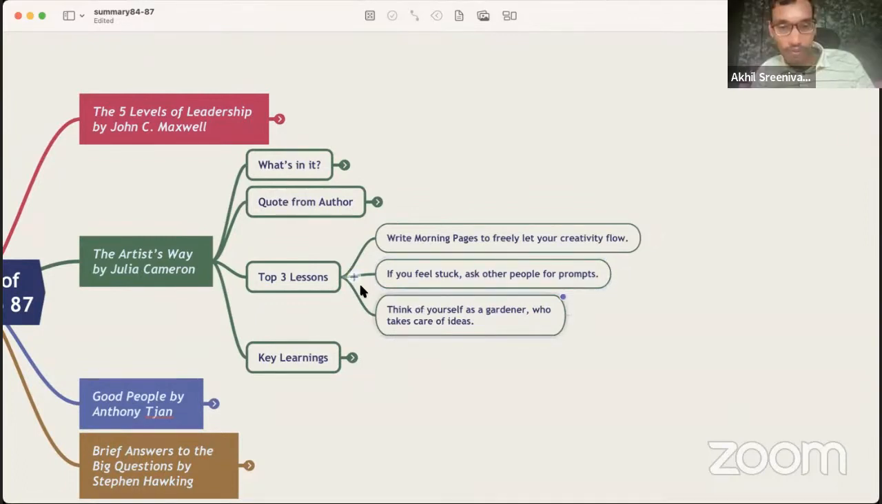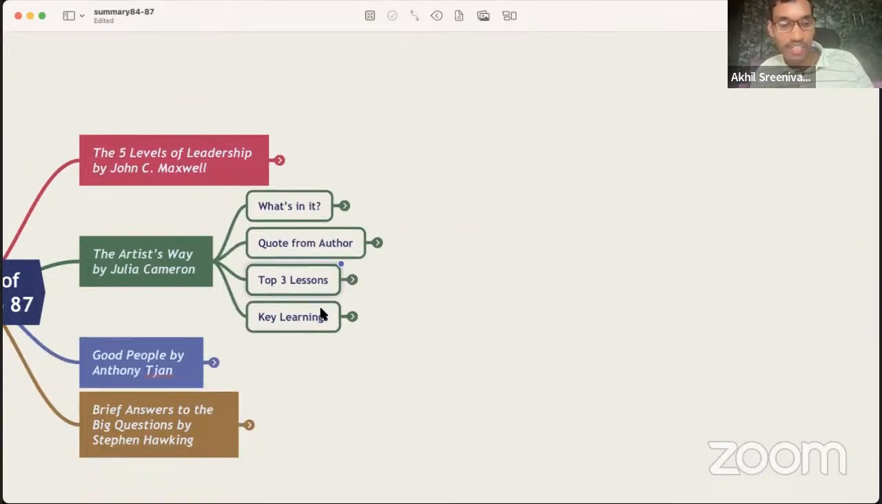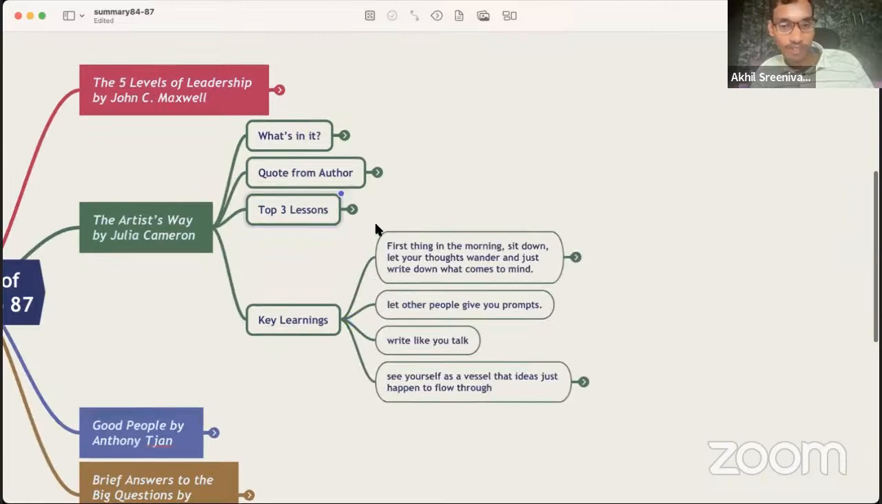And the third powerful lesson that we need to grab from this book into daily life is: think of yourself as a gardener who takes care of your ideas. Let us see the key learnings again of the same thing.